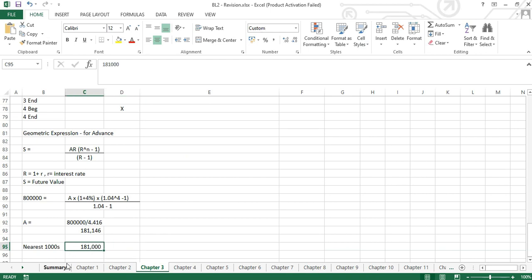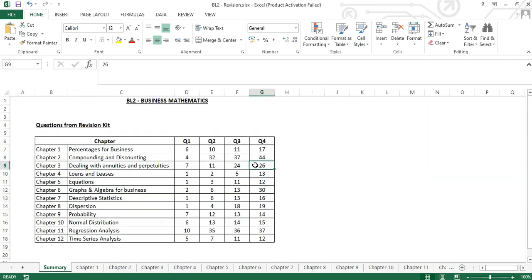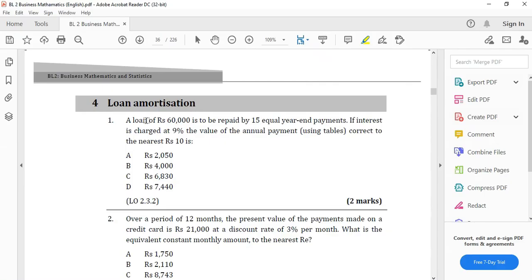Alright. So with that we finish chapter 3 revision and let's move on to chapter 4. Chapter 4, let's look at question 1 in the revision kit. A loan of 60,000 rupees is to be repaid by 15 year-end equal payments. If the interest is charged at 9%, what is the value of the annual payment?